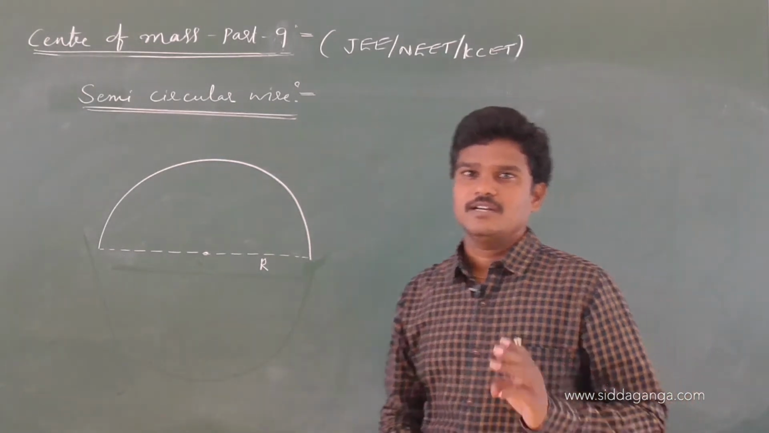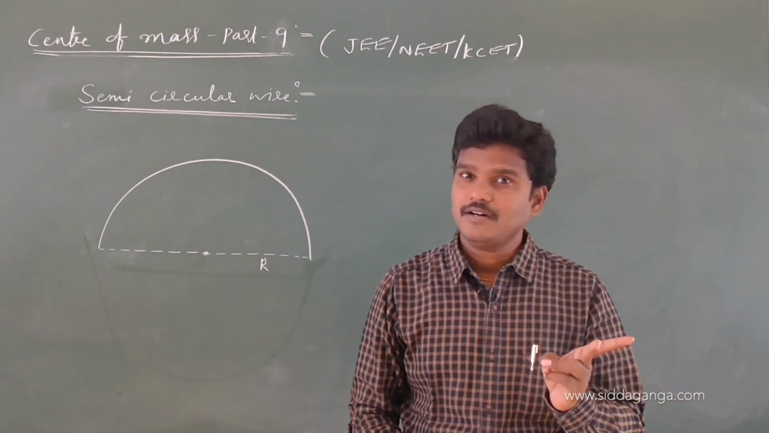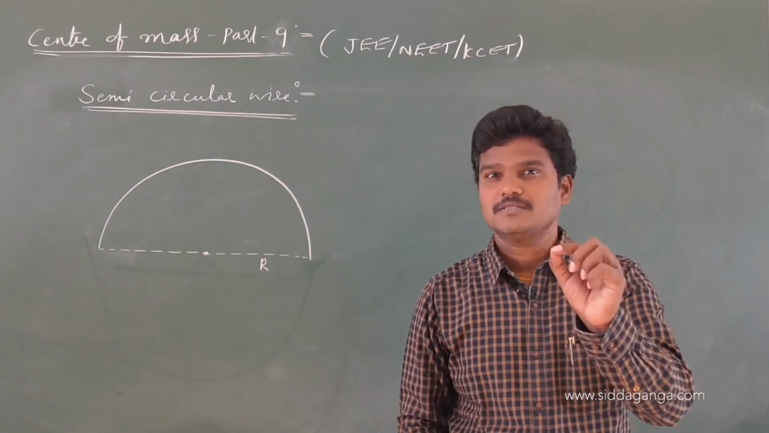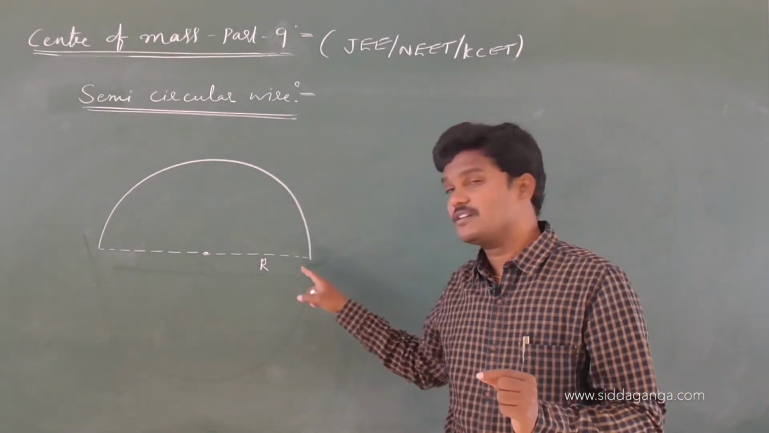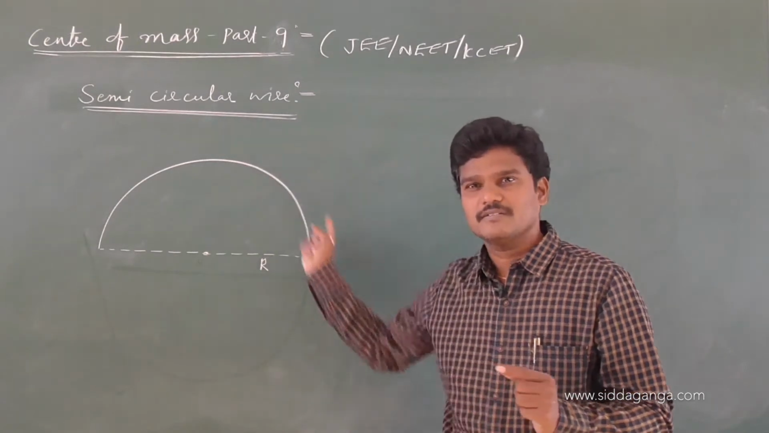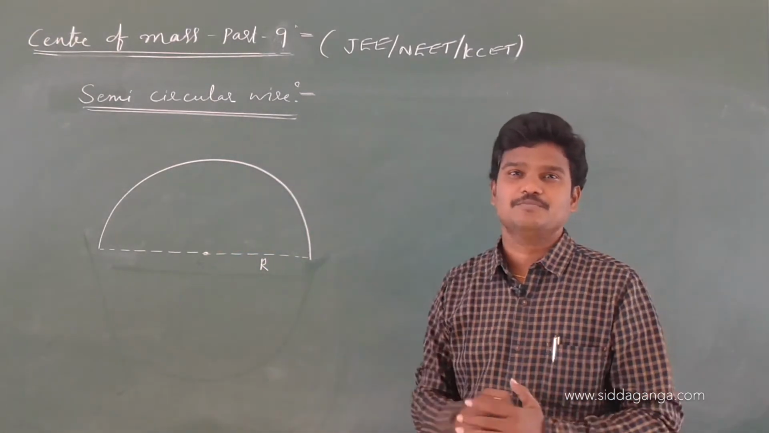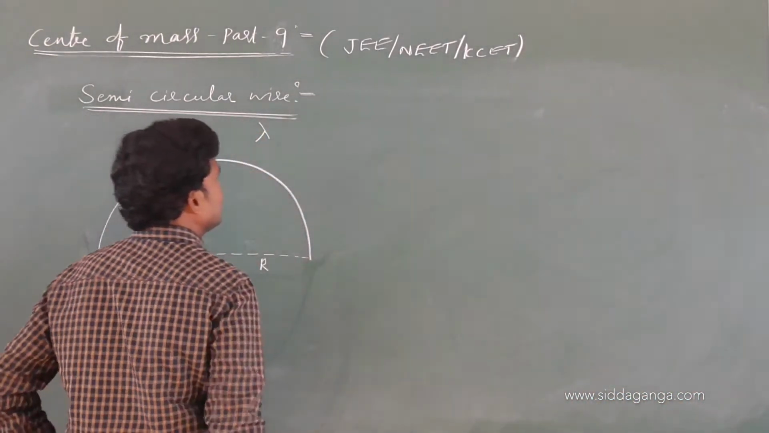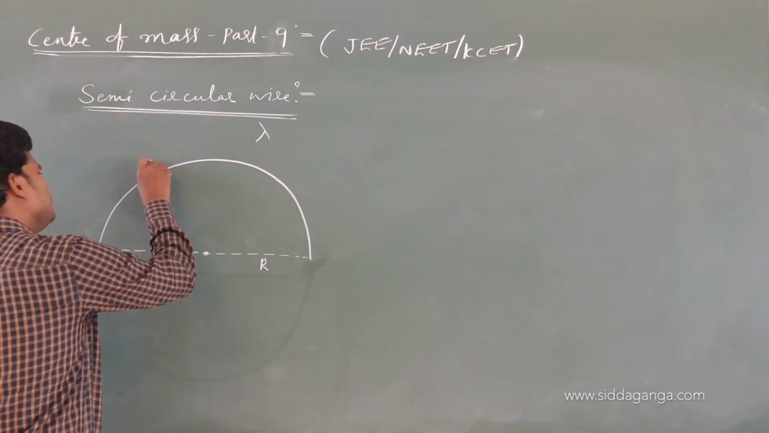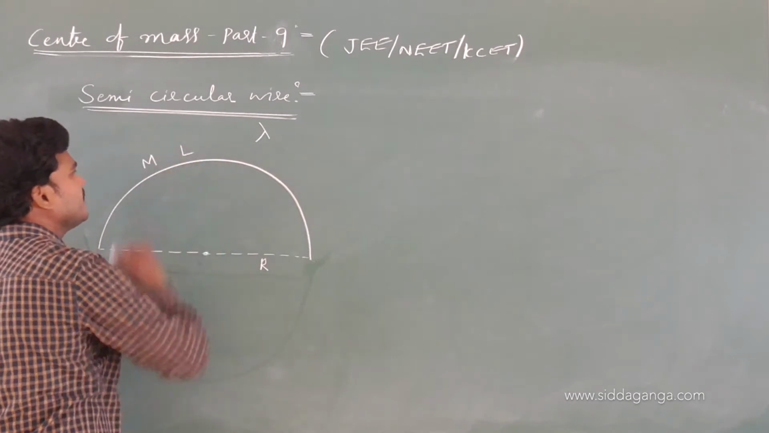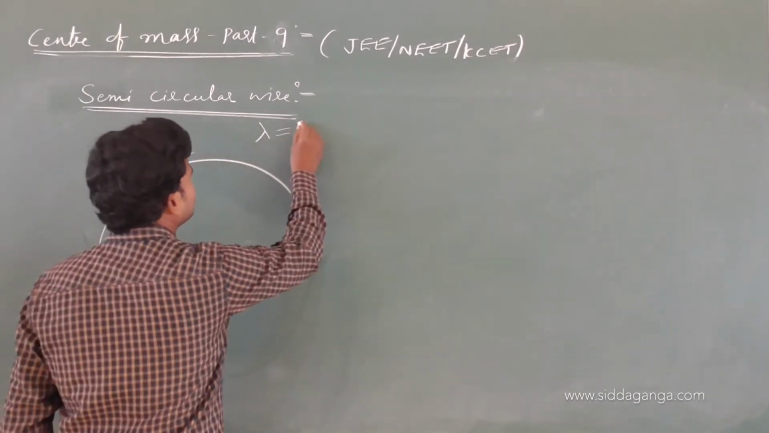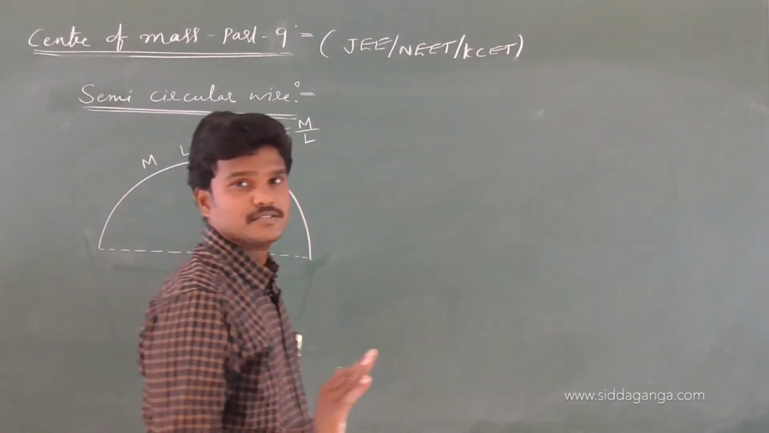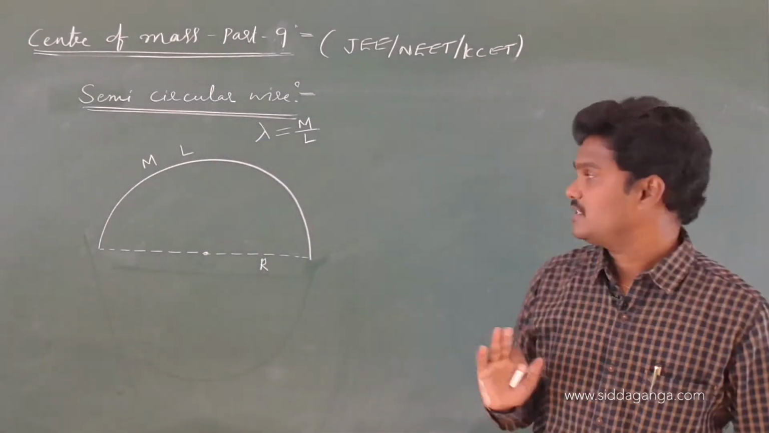I told you already, there are three terms: lambda, sigma, rho. What is lambda? Linear density. Lambda is mass per unit length. Is it a linear object or areal? No doubt this is a linear object, a wire bent into the form of a semicircle. So we have to use lambda. Lambda is the linear density, m is the mass, L is the length of the wire. So lambda is equal to mass per length.